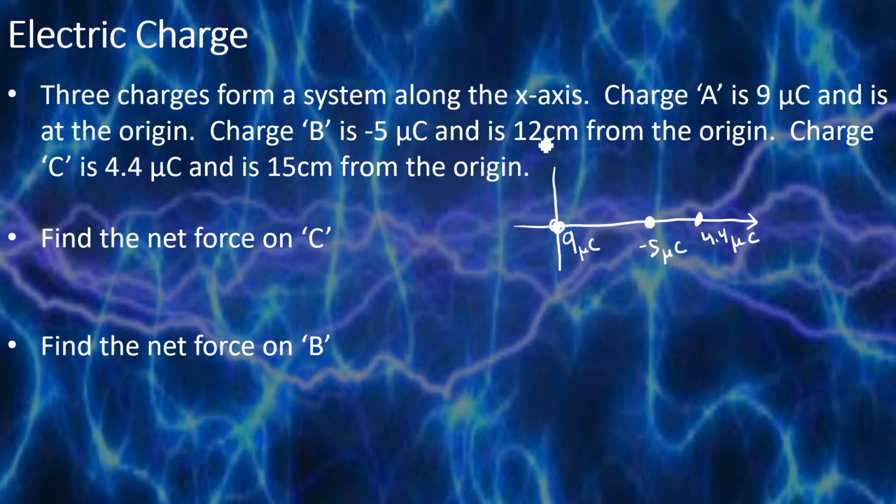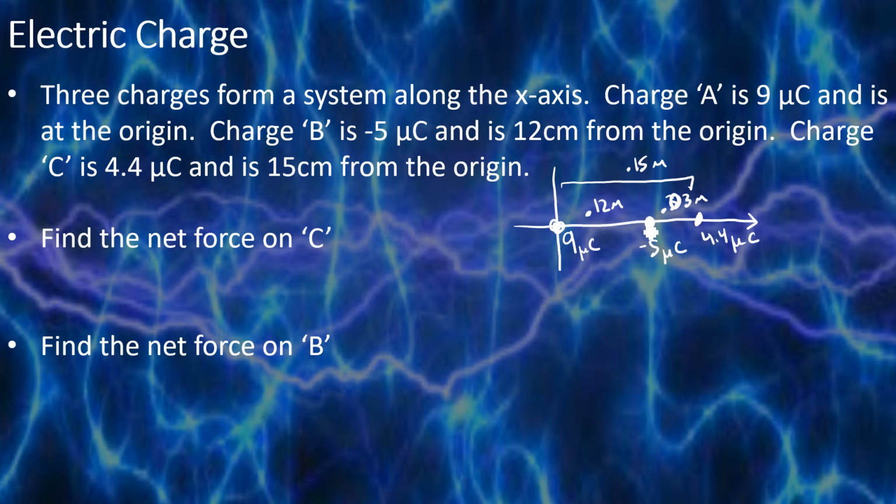And let's think. Now, our distance here is 12 centimeters for charge B. So that's going to be 0.12 meters. And then charge C is 15 centimeters from the origin. So if this is 15, then this right here would be 0.03.